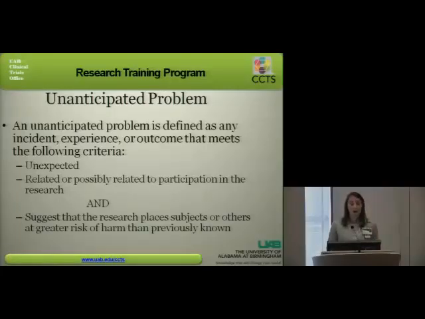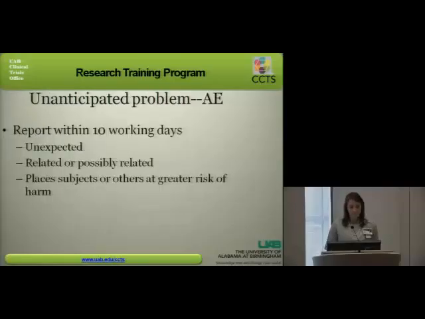An unanticipated problem is defined as any incident, experience, or outcome that meets the following criteria. It's unexpected, related or possibly related to the participation in research, and it suggests that the research places the subjects or others at greater risk of harm than previously known. Now, an unanticipated problem, we want to report this within 10 working days. If it's unexpected, related or possibly related, it places the subjects or others at greater risk of harm.